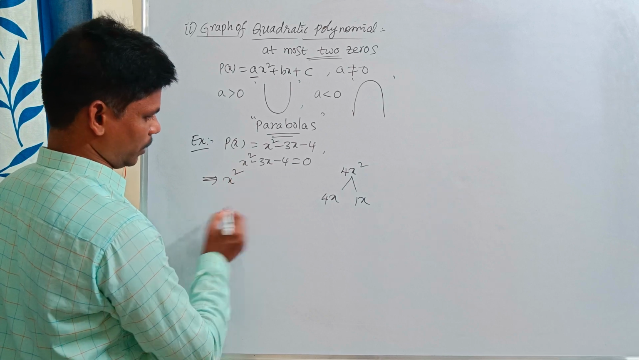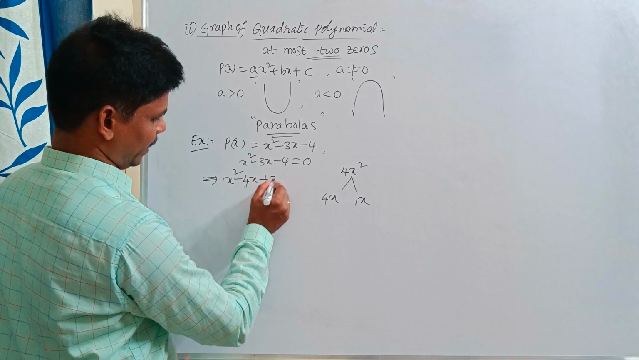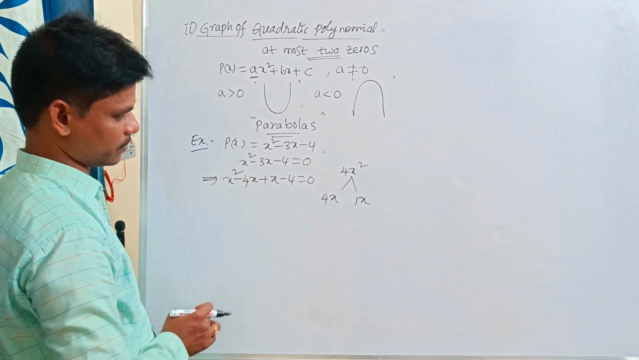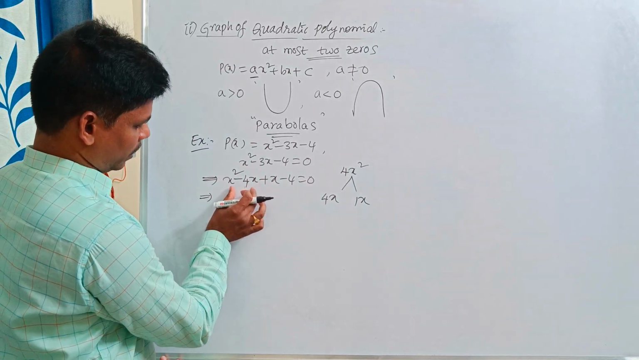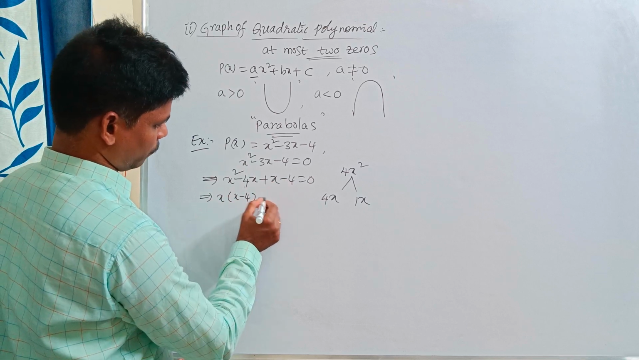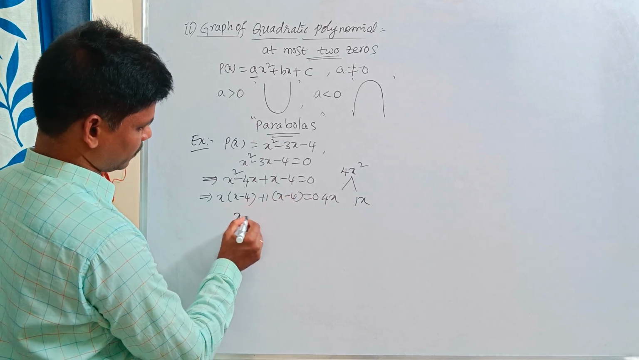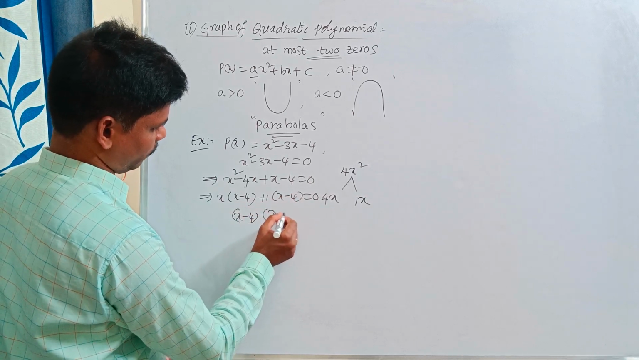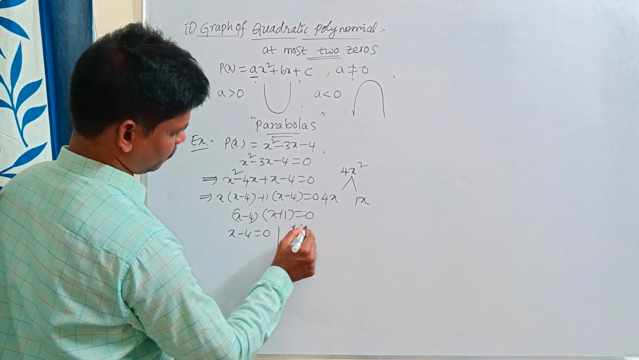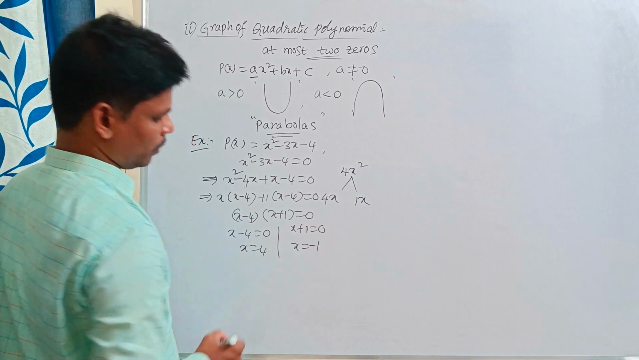So I write x square minus 4x plus x minus 4. These two factors go in the middle place. Take x common in the first two terms: x into x minus 4, plus 1 common: x minus 4, is equal to 0. Here x minus 4 is common, so x minus 4 times x plus 1 is equal to 0. So x minus 4 is equal to 0, x plus 1 is equal to 0. So x is equal to 4, x is equal to minus 1.